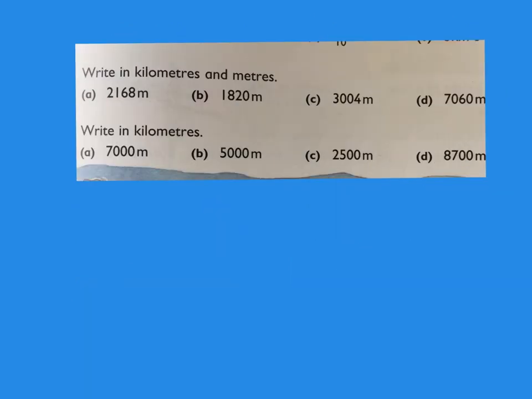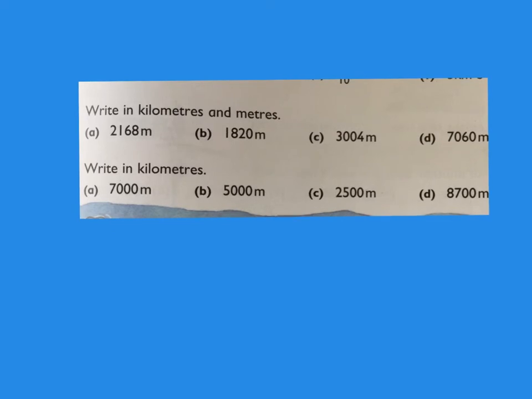Okay, so now we're going to look at some further examples of changing distances into kilometers and meters. The first one is 2,168 meters. If I was to move that into kilometers and meters, the 2 represents 2,000, which is 2 kilometers, so it's 2 kilometers, 168 meters. And the next one, kilometers and meters, so 1,820 is 1 kilometer, 820 meters, okay, because we have to give a mix.